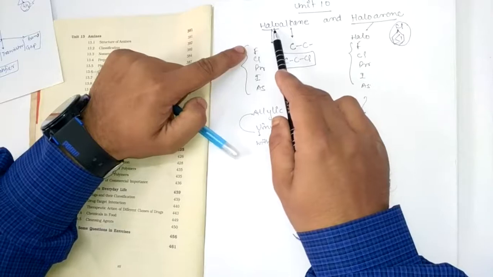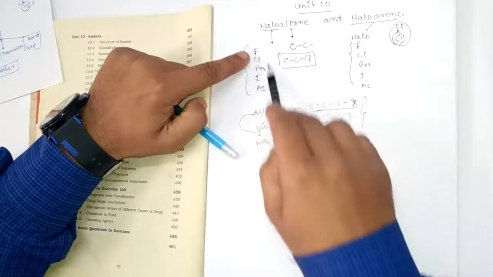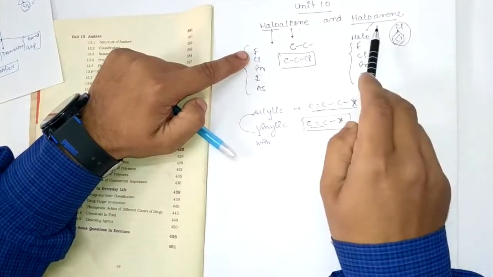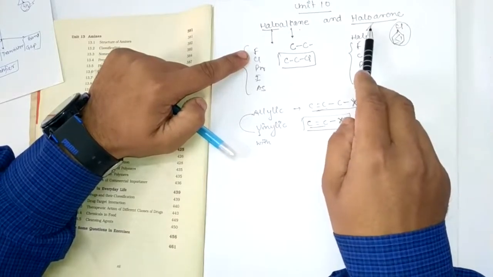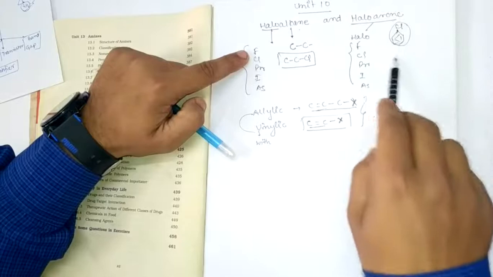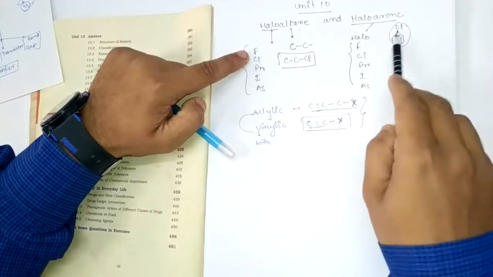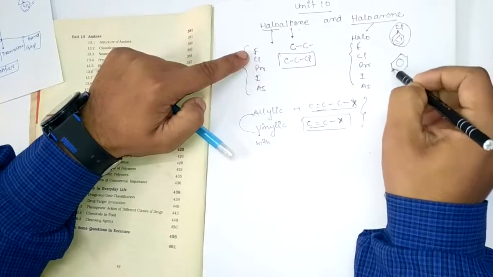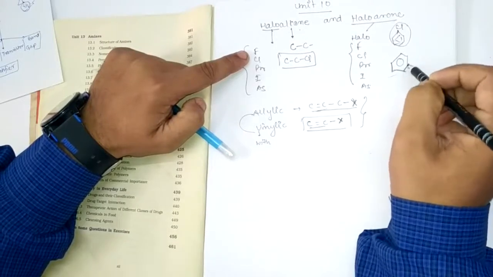Haloalkane is made up of two names, halo and alkane. Halo means the halogen group, and alkane means any straight carbon chain. The second one is haloarene. Haloarene is made up of halo and arene. Halo is the halogen group and arene is any benzene group or any cyclic group like this. Okay, so this is the arene group, and this is known as haloarene.